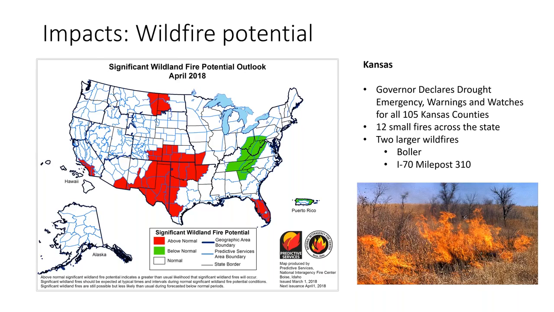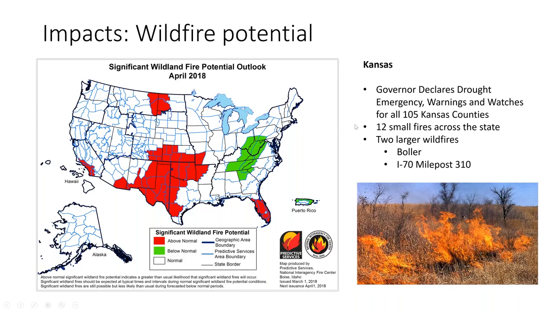So I've shown a map here of the wildland fire potential through the period of April 2018, the 1 month fire potential outlook. And then the other big story is again in eastern Colorado, and then pretty much the entirety of Kansas, which actually has a lot of current fires as we speak. There's a significant potential for wildland fire in these regions, and that goes back to the Kansas governor's declaration of drought emergency, as well as fire warnings and watches across all 105 Kansas counties.